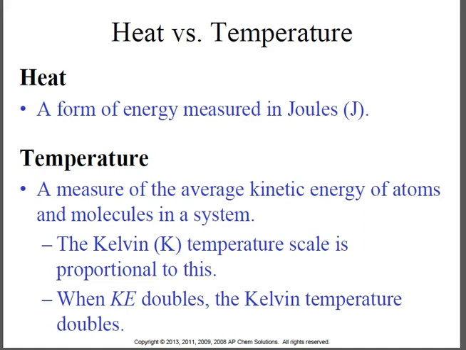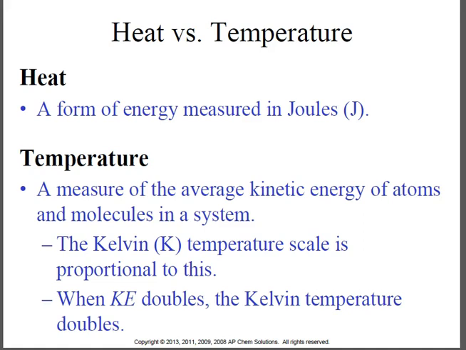Okay, first off, the distinction between heat and temperature. So heat is a form of energy, and it is measured in joules, while temperature is a measure of the average energy of the atoms or molecules in a system. So heat is talking about the total energy of the system, while temperature is talking about the average of a set of molecules or atoms.